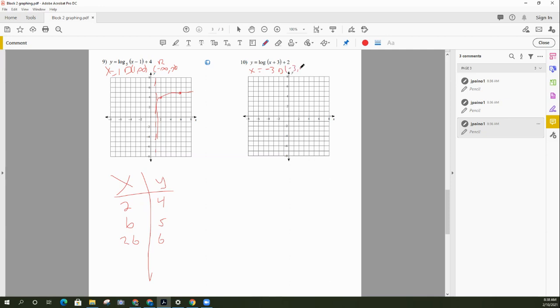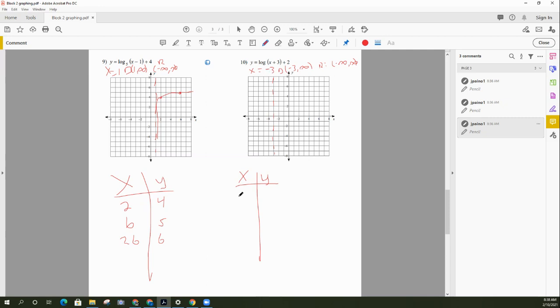Now, number 10 here, my vertical asymptote is -3, which makes my domain all real numbers greater than -3, so -3 to infinity. And of course, my range is still all real numbers. Now, this has a very large base, right? We don't see it, but this is the common log, so that means the base is 10. So again, not much is going to fit on the graph here. We'll get 2 points in because at least it was shifted to the left 3 spots.